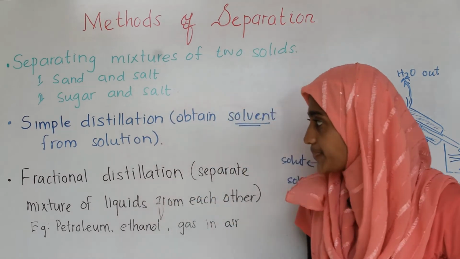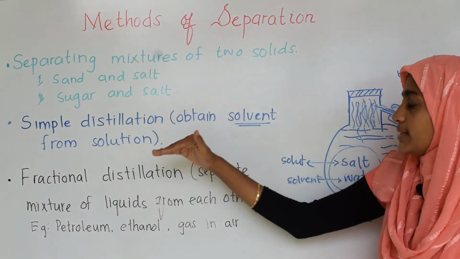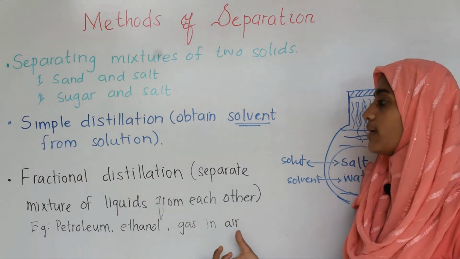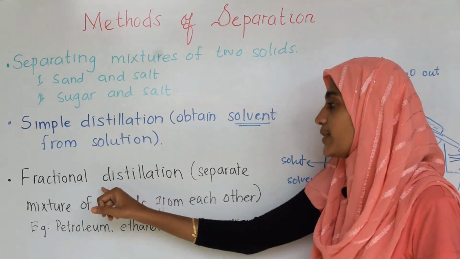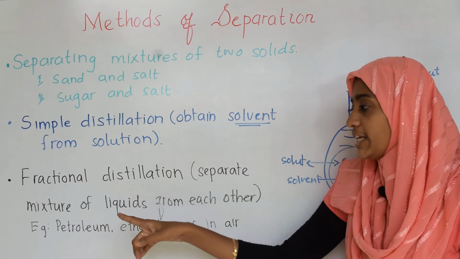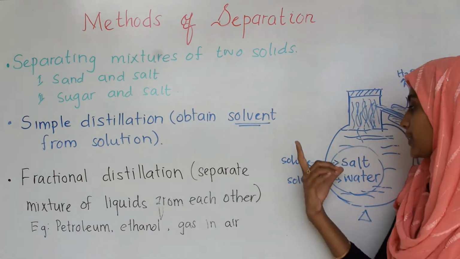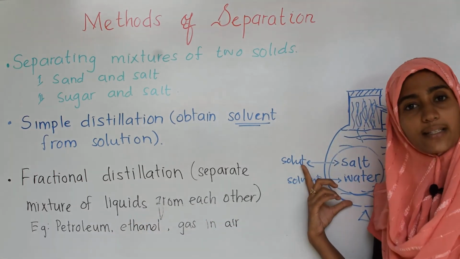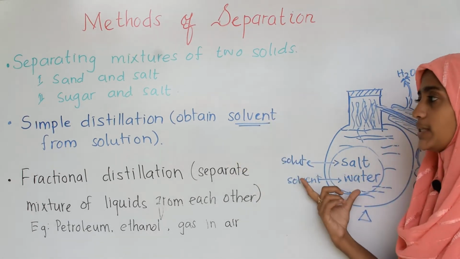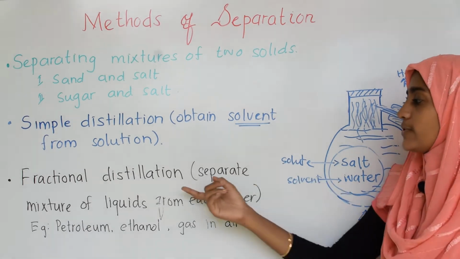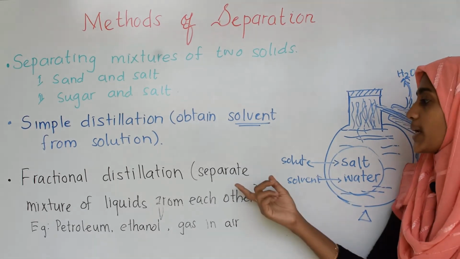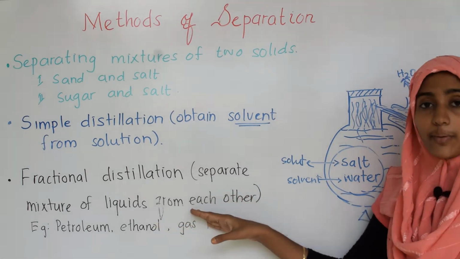Right, now we did this and we did this. Now let's say fractional distillation. There is something called fractional distillation. By the word itself you can say fractional distillation is to separate a mixture of liquids from each other. In simple distillation we have just one solution, we extract the solvent. The process is very simple, even the apparatus is very simple. When it comes to fractional distillation, there is something added to this so that you can separate mixtures of liquids from each other.